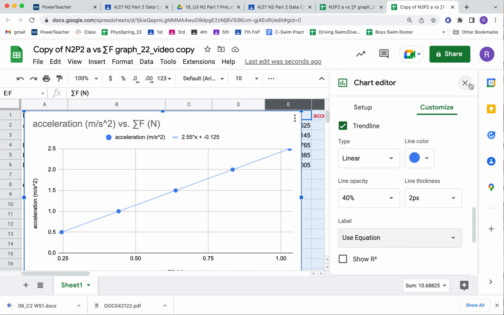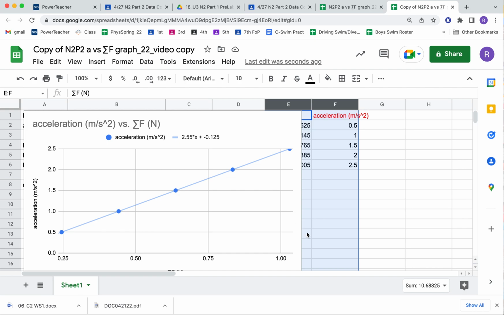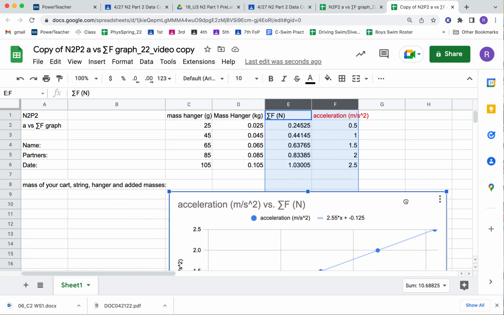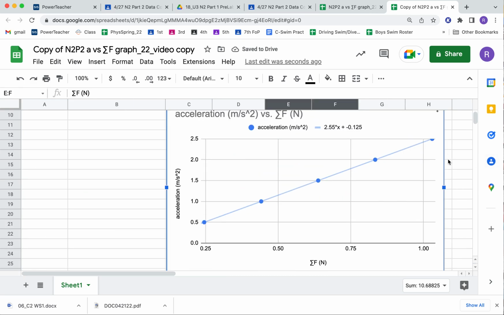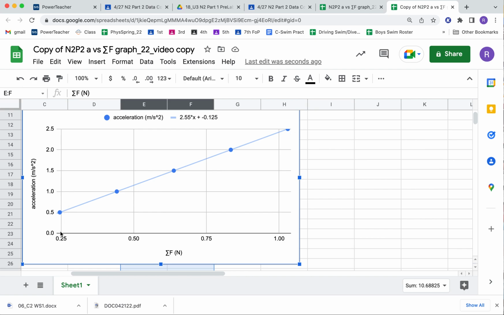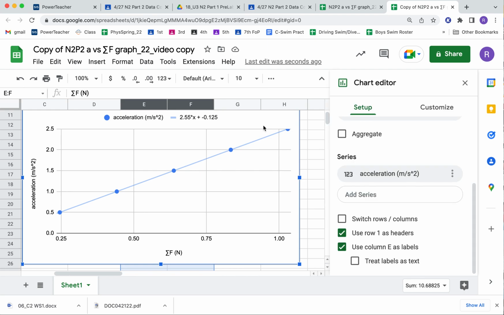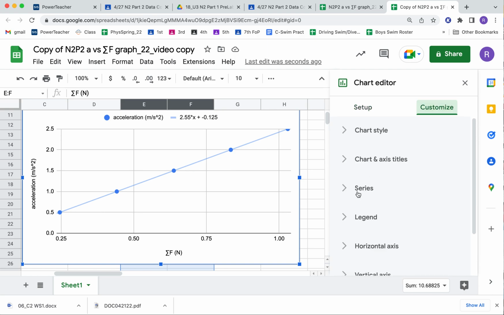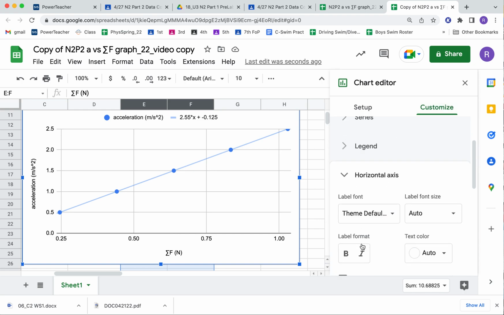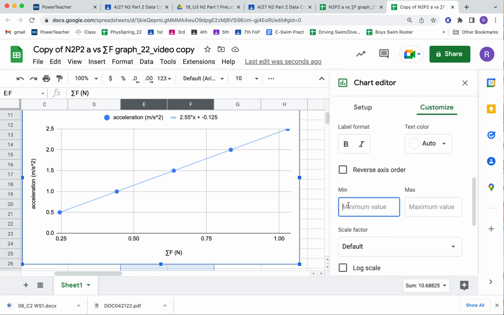Now, one thing that I'm noticing about my graph is that it's not zeroed out, and I'd prefer that it be zeroed out. First, I'm going to grab this and get it out of the way of the other stuff. So I'll put it down here below everything. And then notice that the starting net force is not 0. So I'm going to click on the graph again and see if we can fix that. So go to Customize, and let's go to the horizontal axis and put in a minimum value of 0.